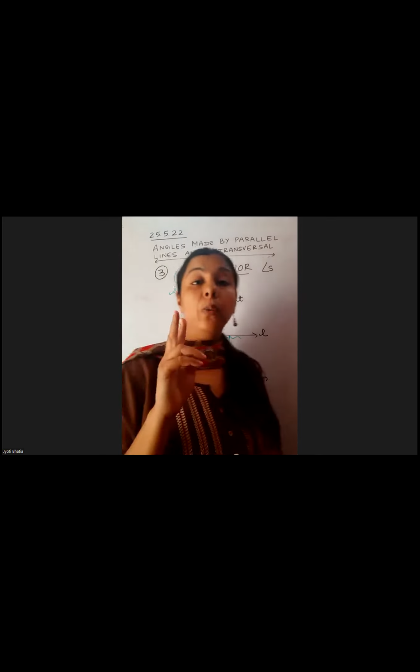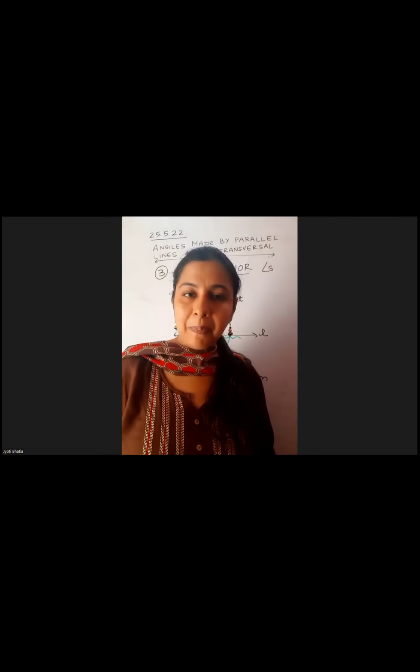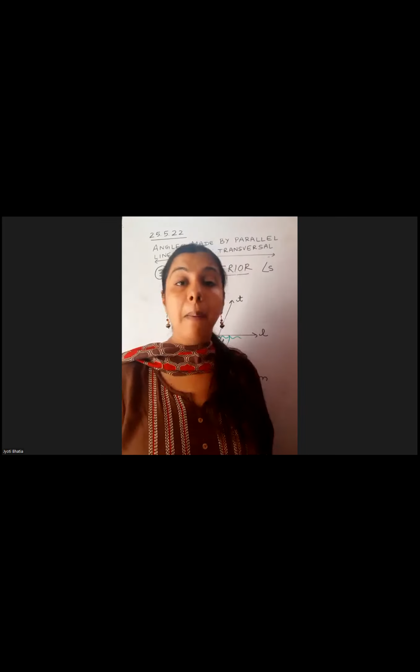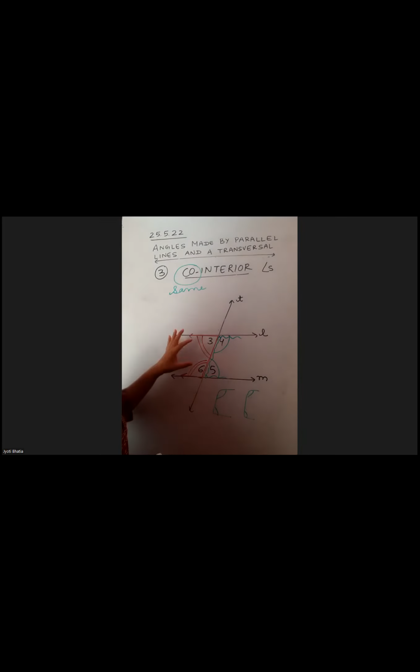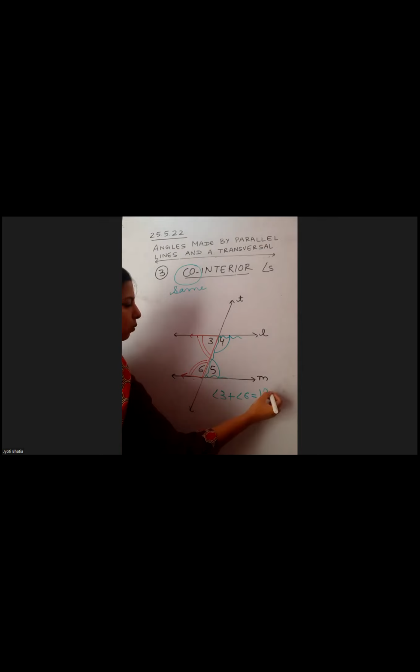Now children, when two lines are parallel, corresponding angles are always equal. When two lines are parallel, alternate angles are also equal. But when two lines are parallel, we do not say that co-interior angles are equal, but we say they are supplementary. Supplementary means angle 3 plus angle 6 should be equal to 180 degrees. What is the sum of two supplementary angles? 180 degrees. Also 4 plus 5 is 180 degrees.